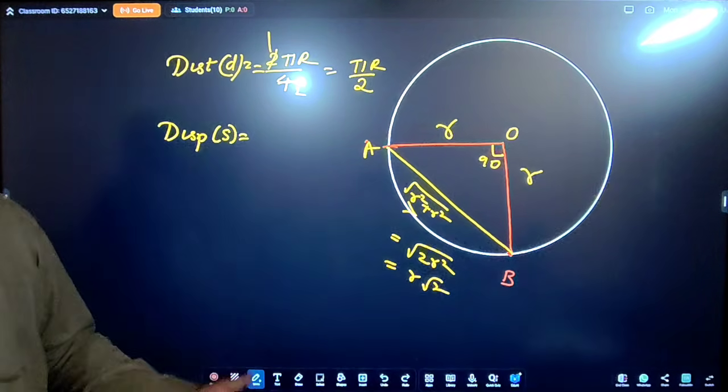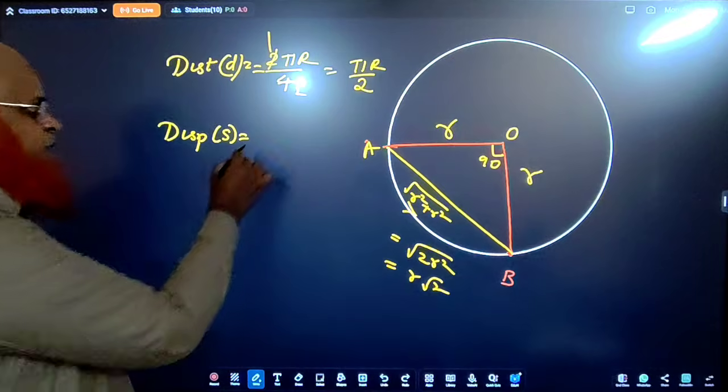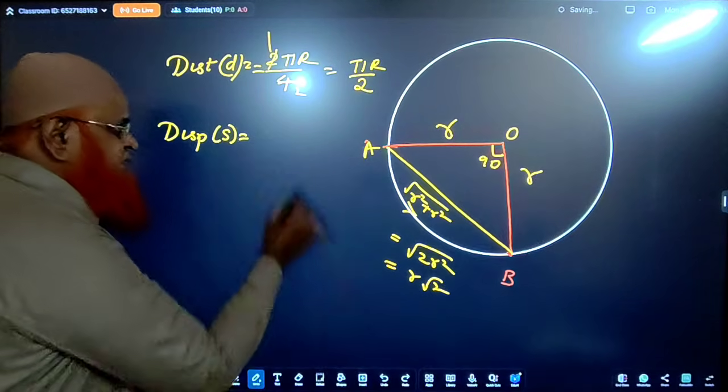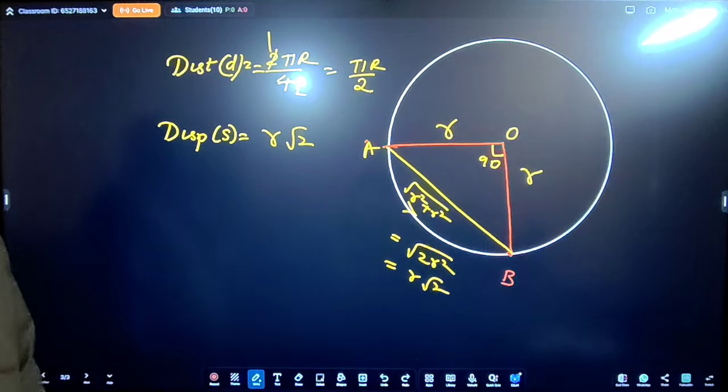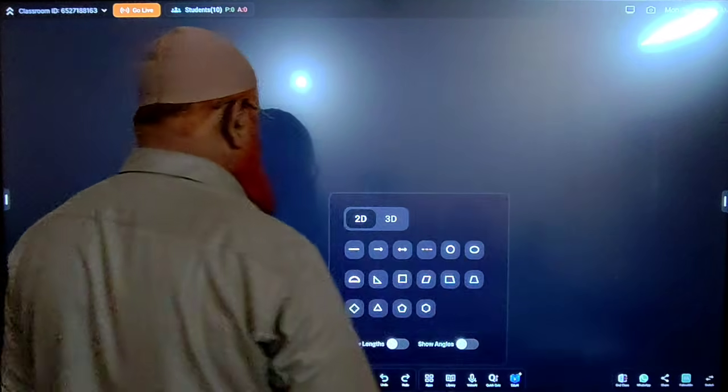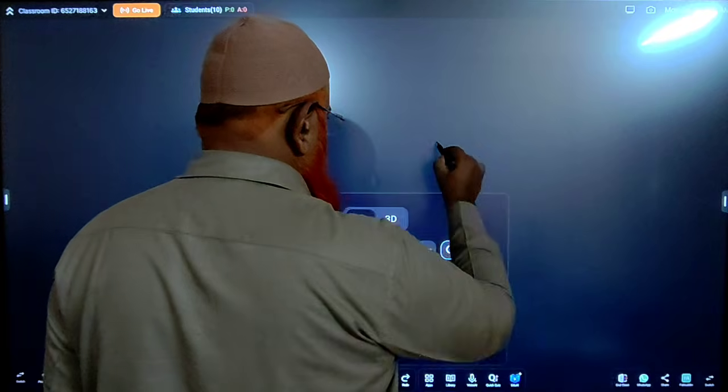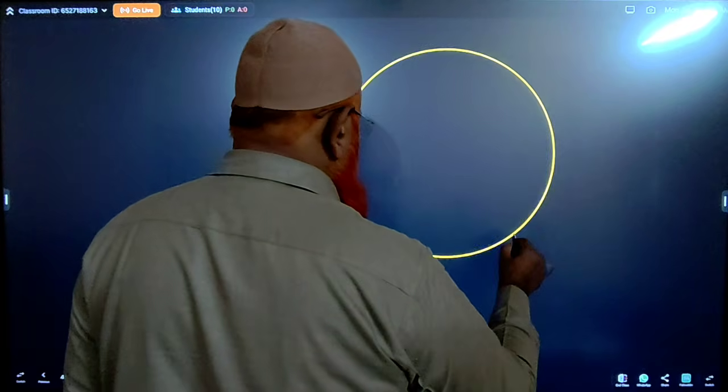R comes outside, it's going to be r root 2. So displacement is nothing but how much? It is r root 2. Understood what I am saying now? Next, here, what is the fourth case?